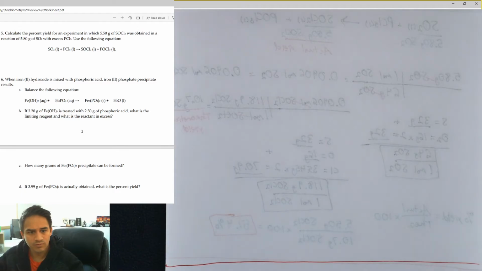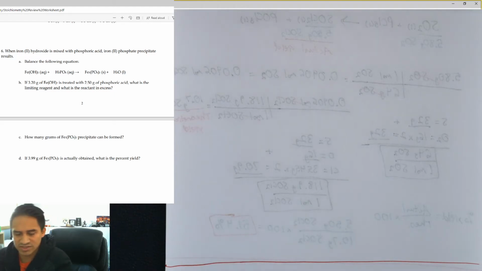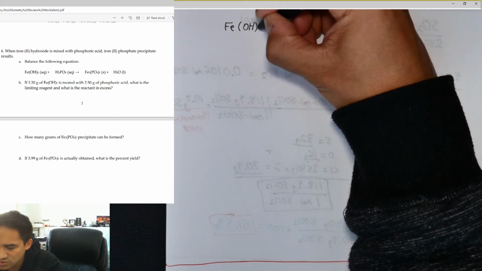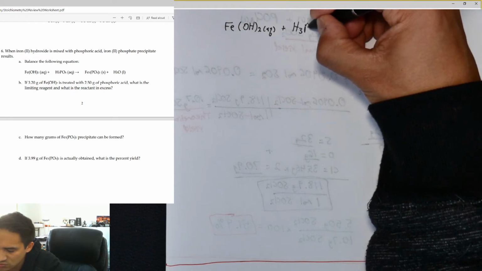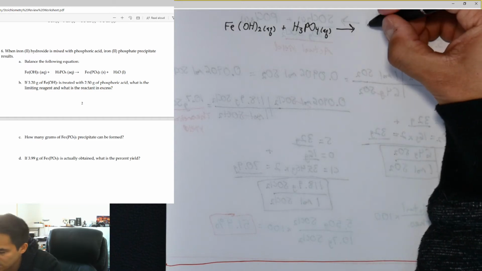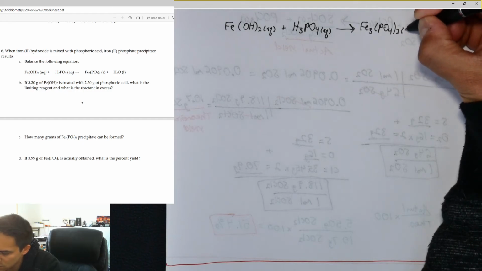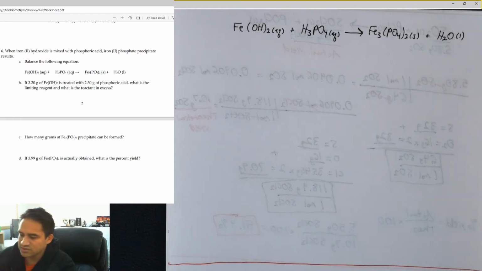Here we go. When iron 2 hydroxide is mixed with phosphoric acid, iron 2 phosphate precipitate results. Balance the following equation. All right, so step one, we're just going to balance this equation. That's, I think, pretty simple. So let's write it here. So FeOH2, which is aqueous, reacts with H3PO4, which is aqueous. We're making Fe3PO4, solid, and H2O, liquid. All right, so there's our reaction.